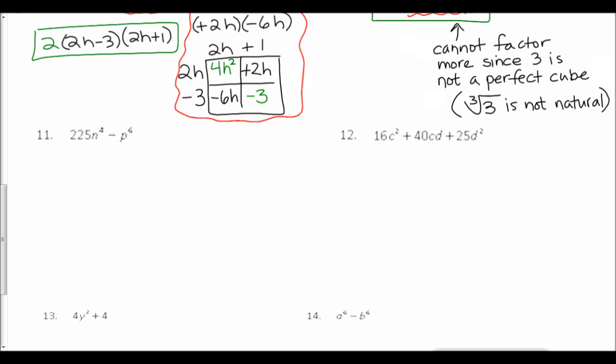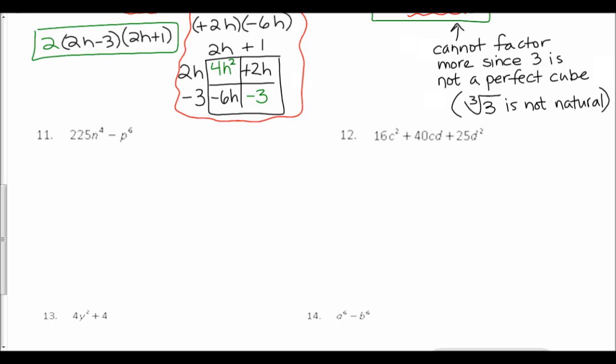Number 11 looks like a doozy. I've got some big exponents here. It has 2 terms. My method for solving something with 2 terms is first look for a GCF, which there isn't one. Then I'm going to hope it's either a difference of squares or a sum or difference of cubes. If you recognize that this is a difference of squares, then you can jump right into the factors.